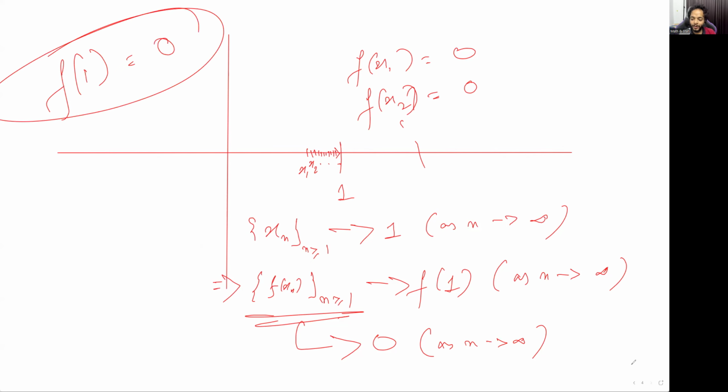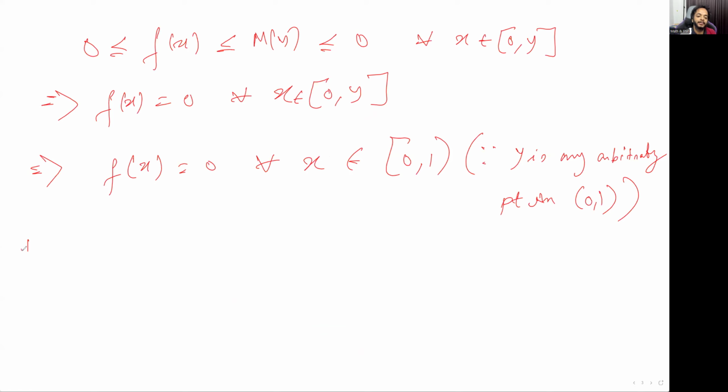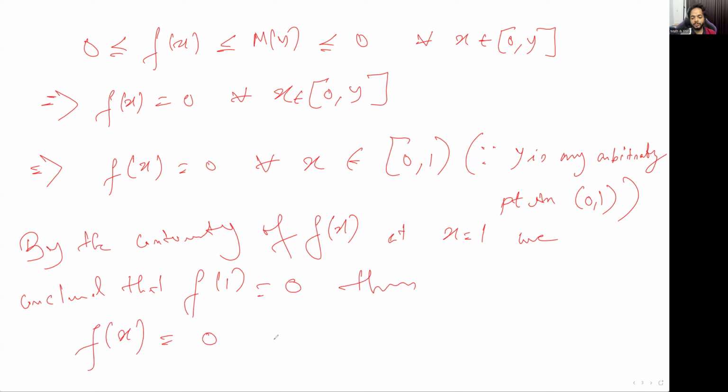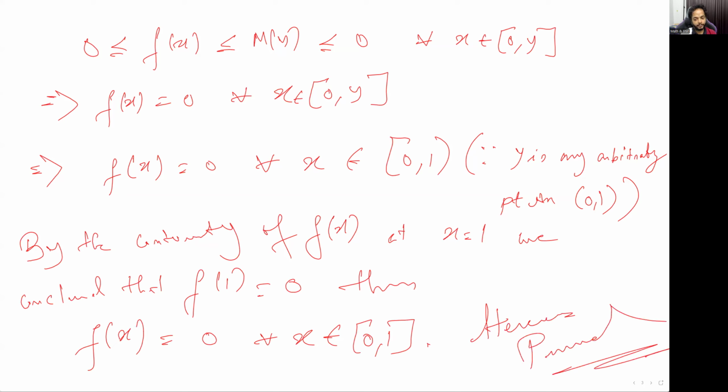And we are done. So by the continuity of f of x at x equals 1, we conclude that f of 1 has to be 0, and thus f of x is equal to 0 for all x belonging to closed 0, 1, and hence proved. Okay.